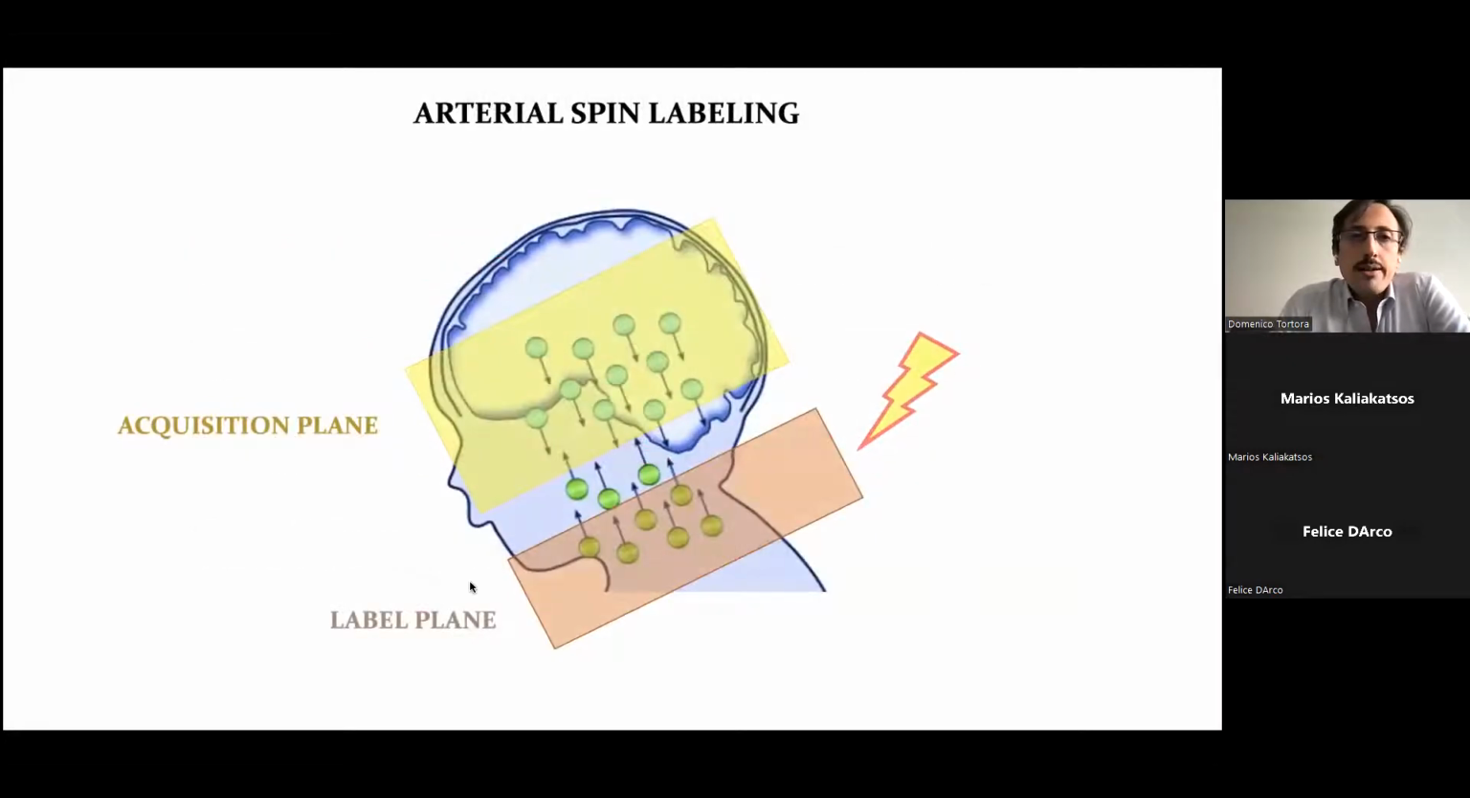When we acquire arterial spin labeling, it's important to consider two planes. The readout plane, also called the acquisition plane, is the region of the brain where we are evaluating the brain perfusion. Another important plane is the labeling plane at the level of the neck. This is the region where we apply radiofrequency pulses to tag the water molecules in arterial vessels.